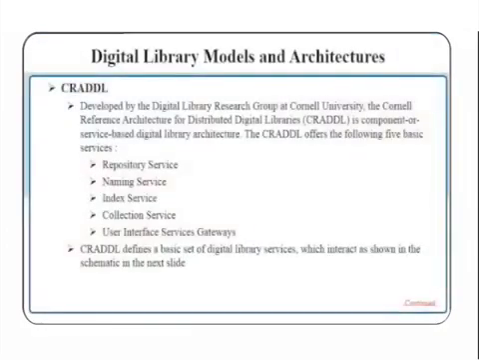The CRADDL model. This was developed by the Digital Library Research Group at Cornell University. The Cornell Reference Architecture for Distributed Digital Libraries, that is CRADDL, is a component of Service-Based Digital Library Architecture. The CRADDL offers the following five basic services: repository service, naming service, index service, collection service, and user interface services gateways. As shown in this schematic, CRADDL defines a basic set of digital library services which interact as shown.